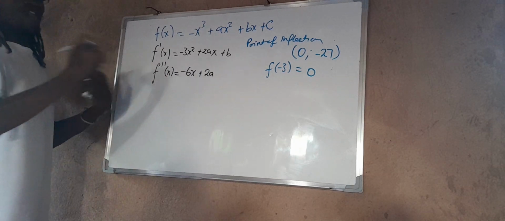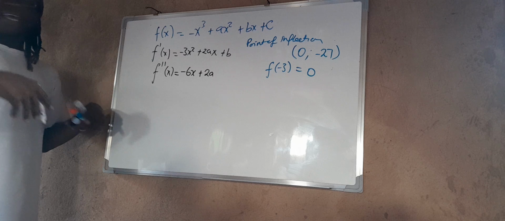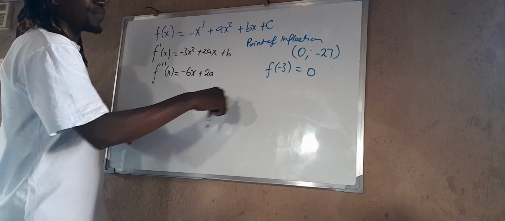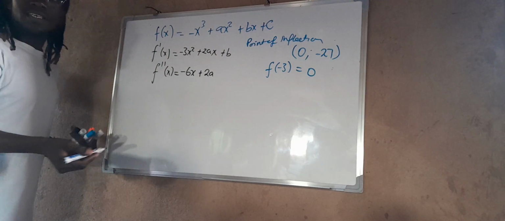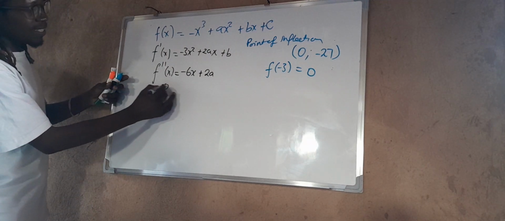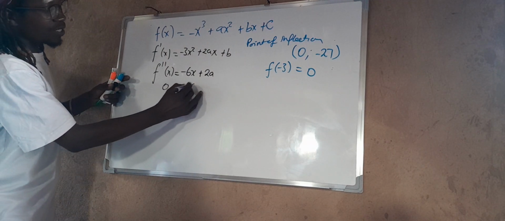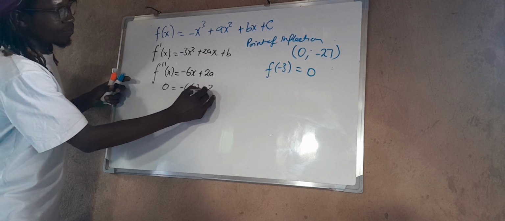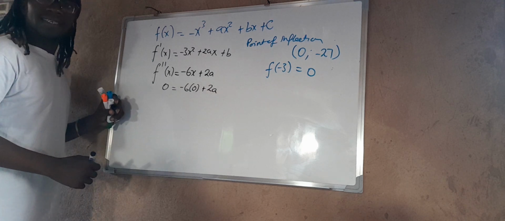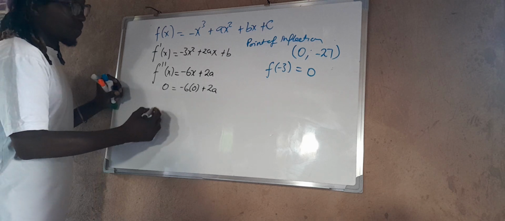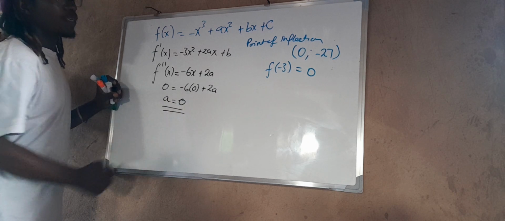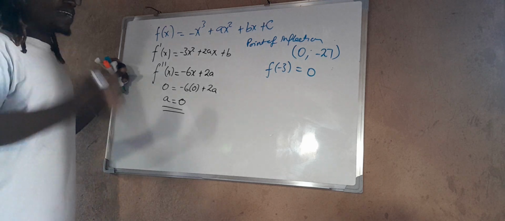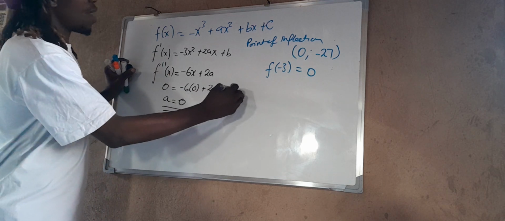So it means that we can use this knowledge to say at the point of inflection, our x is equal to 0 and our gradient is 0. So this gradient is 0 when we substitute 0 here. So our a becomes 0. If our a is 0 now, it means that our equation is what?